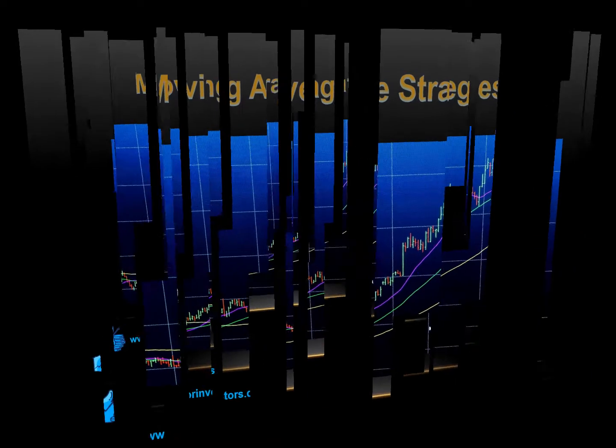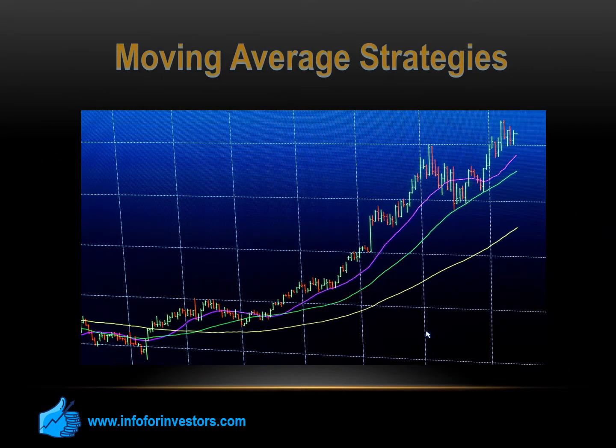It's hard to say which one is better, as most traders use them together. A simple moving average to know what the trend is, and an exponential moving average for timing their entry into the market. Let's talk now about the strategies you can use with moving average.